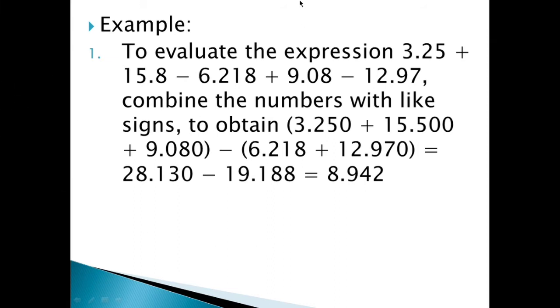Okay, so pagsasama-samahin natin sila. Then, minus, so, ayan, 6.218, then 12.97. Okay, then, so, dito sa 3.25, yung sa first na pinagsama-sama natin, i-add lang natin sila. So, 28.130 minus, yung sa second naman na column, 6.218 plus 12.970, then which is 19.188. So the total number is, so i-subtract natin sila, 8.942. So in here sa example natin ay combination of addition and subtraction.